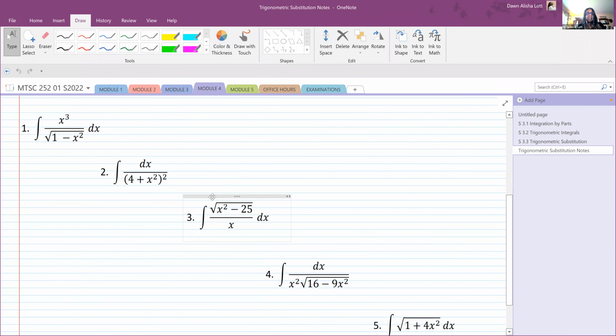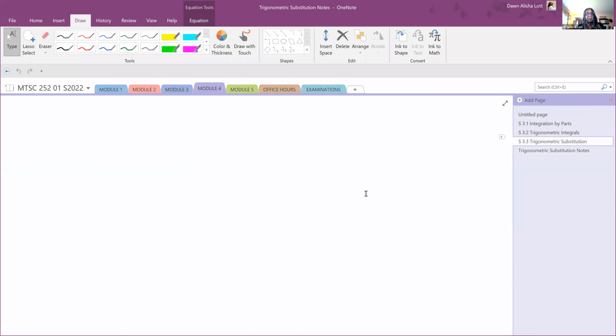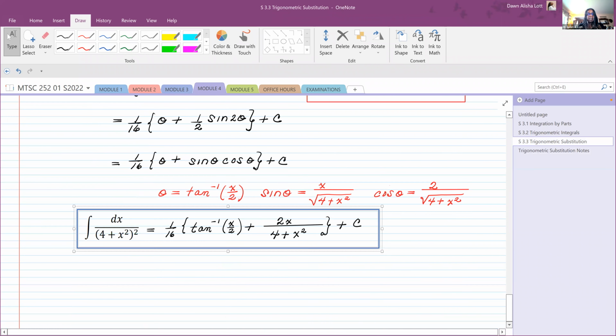All right, we already did a sine and a tangent, so we got to do a secant. How do I know it's a secant? Because it is x squared minus a squared.